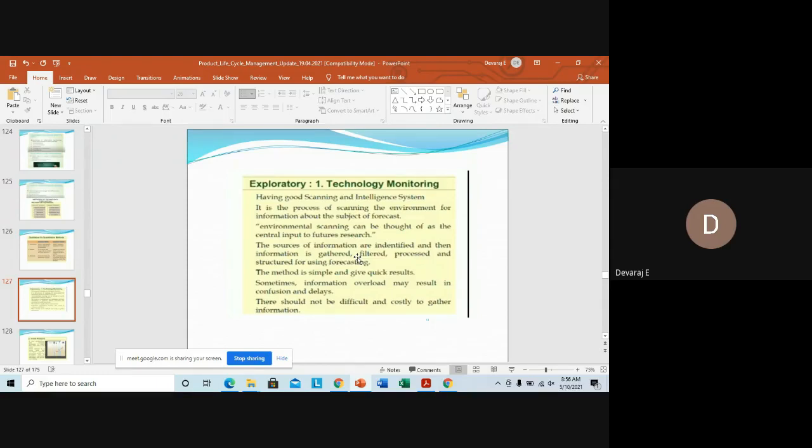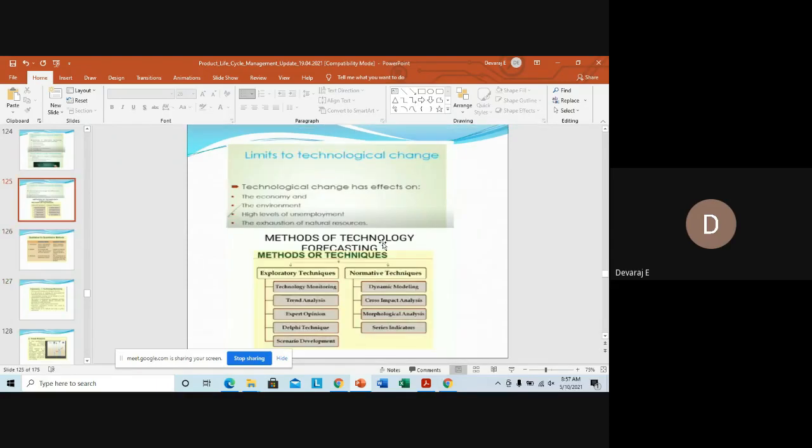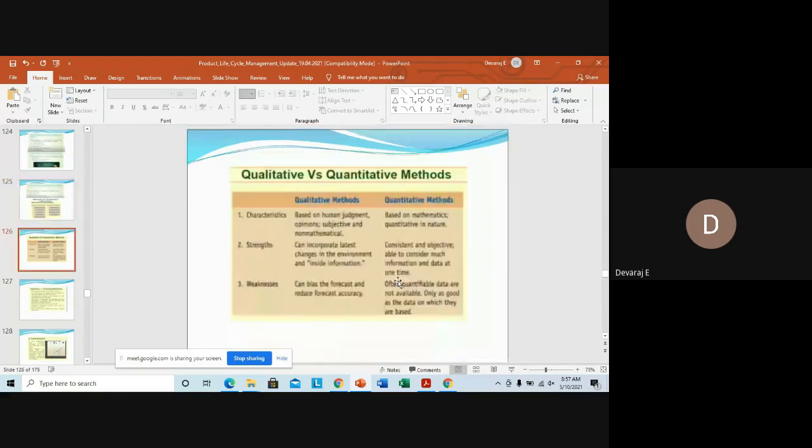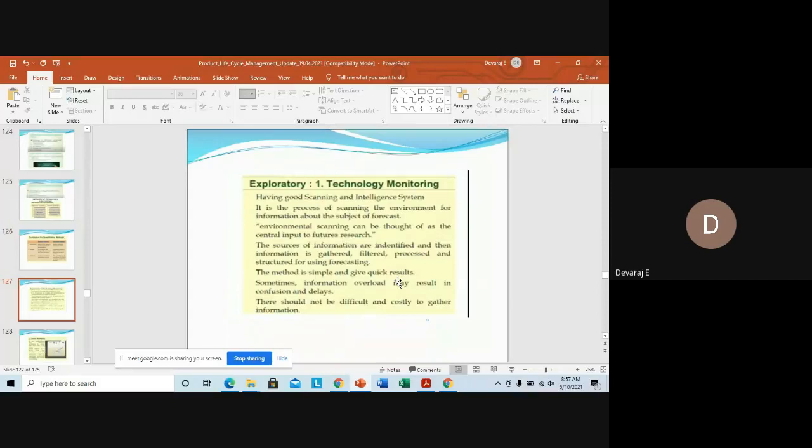Then we will go for exploratory techniques. So there are 5 techniques, right? If you go for exploratory, there are 5 techniques, and we will discuss them one by one. One is technology monitoring, then trend analysis, expert opinion, Delphi, and then scenario. So we will try to discuss these 5 techniques now. What is technology monitoring? Can anyone tell me?